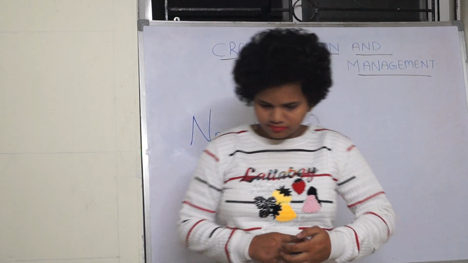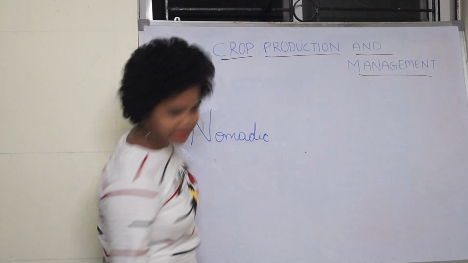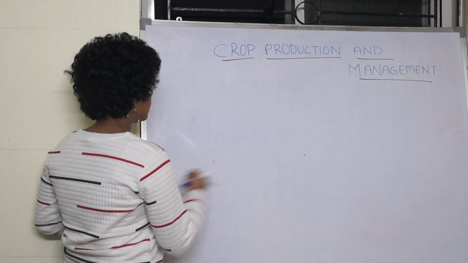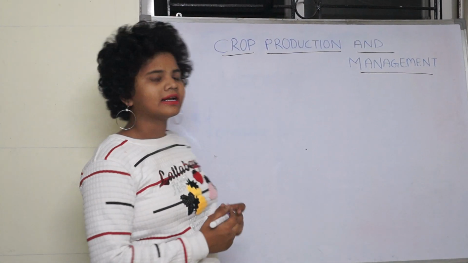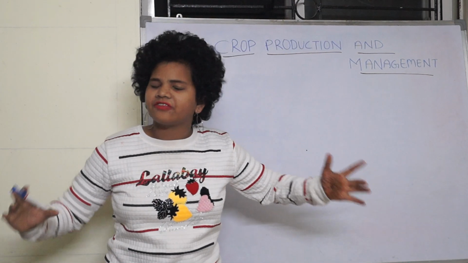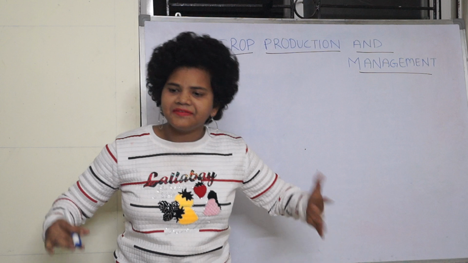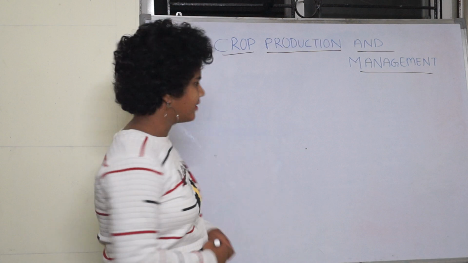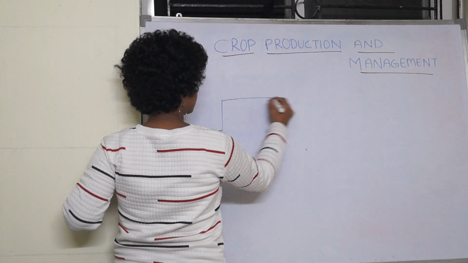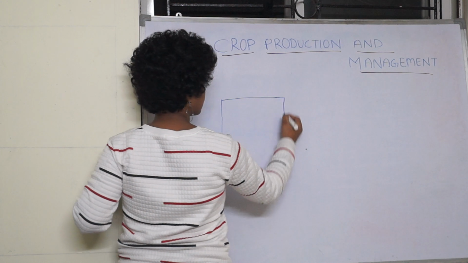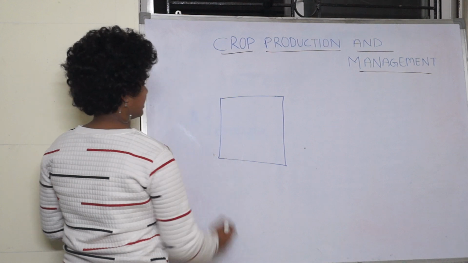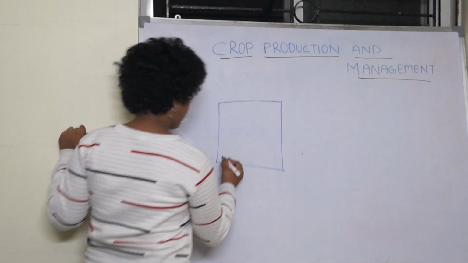Now first, let's see what crops are. Crops are the same kinds of plants cultivated on a large scale. If the same kinds of plants are cultivated on a large scale, it is called a crop. Okay, let's see. Let's imagine that this is a particular land. This is a land. Now we have crops here.